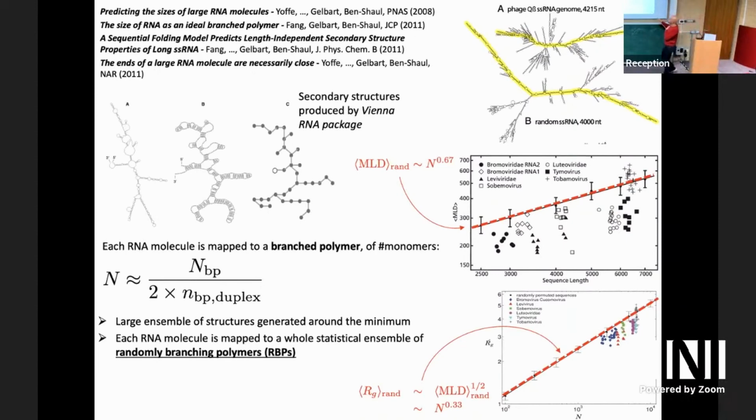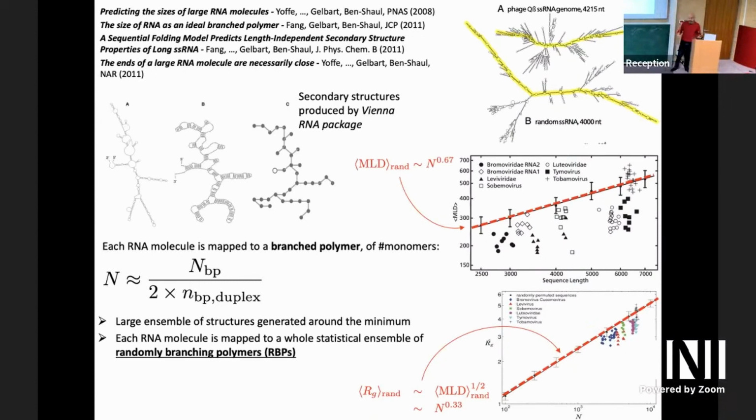The idea here was also motivated by some more or less recent work by the group of Bill Gelbart in the United States. They did precisely the same thing. They computed the branched structure of many viruses and also of artificial RNA molecules. And what they showed is that they introduced the following quantity, which they call the maximum ladder distance. In my language, this would be the maximum path length on the obtained branched structure, as a function of the total RNA size.